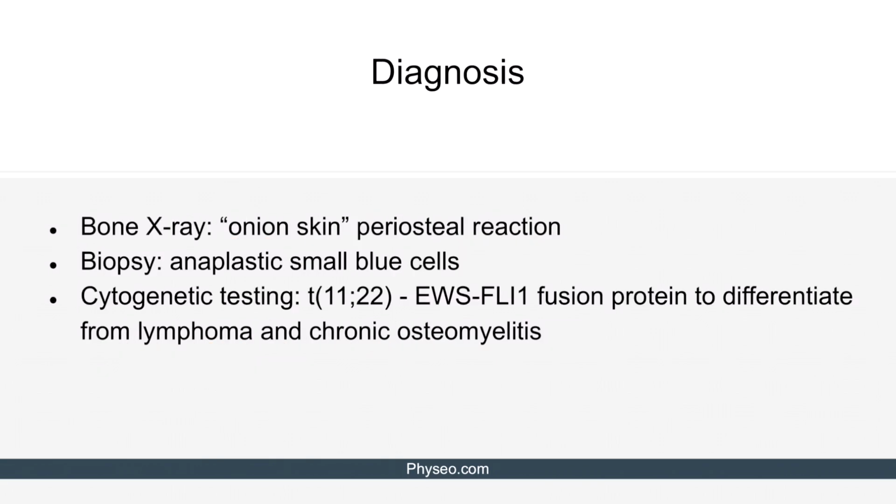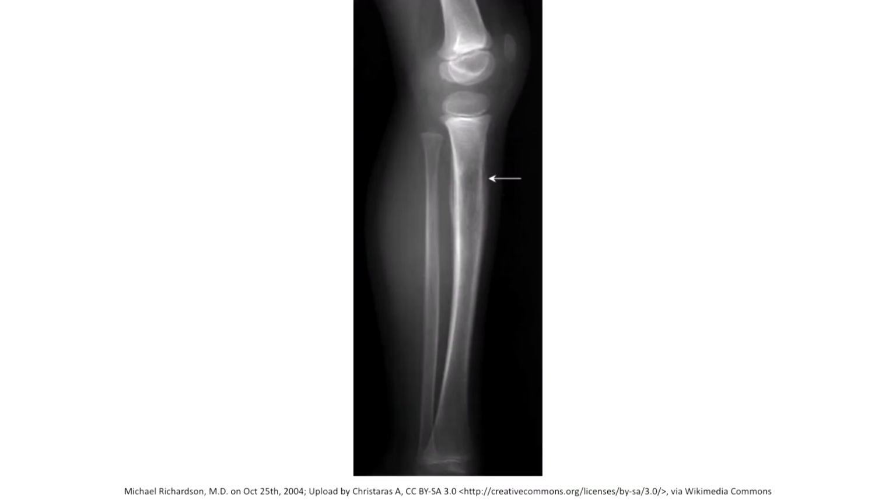Let's talk about the diagnosis. A bone X-ray usually shows an onion skin periosteal reaction, which is reactive concentric periosteal hyperplasia. A biopsy of the mass will show anaplastic small blue cells. We should also perform cytogenetic testing for an 11;22 translocation. This translocation creates the EWS-FLI1 fusion protein. This translocation is important to differentiate Ewing sarcoma from a condition with a similar morphology like lymphoma and chronic osteomyelitis. Here we have an X-ray image showing an onion skin periosteal reaction.